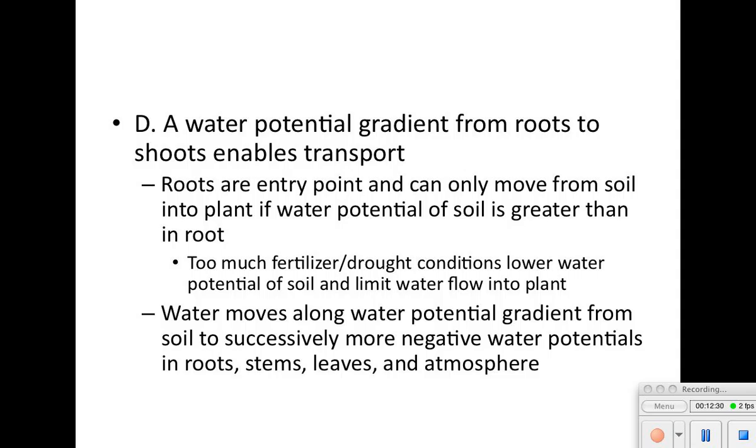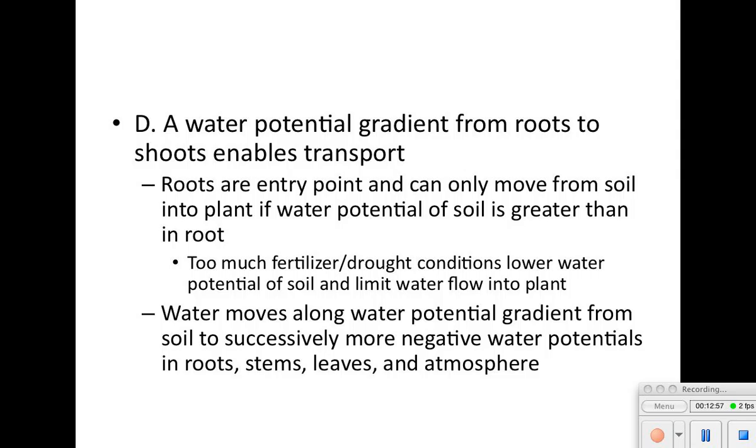Okay, so water potential gradient is extremely important in order for water to transport from the roots to the shoots. And we know that the roots are the entry points. It can only move water from the soil if the water potential of the soil is greater than the roots. So this is why if you lay down too much fertilizer or if there are drought conditions, water isn't going to enter the plant, because you have to look at that solute concentration.